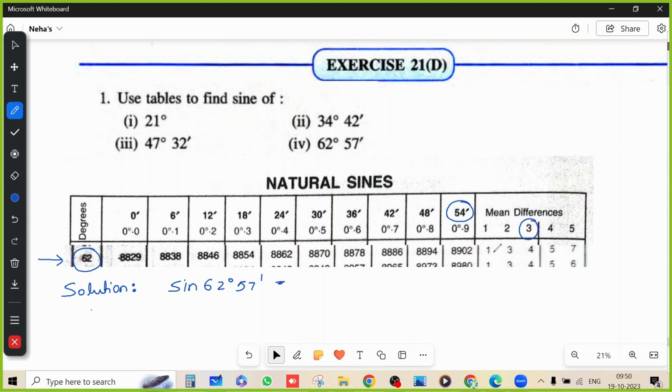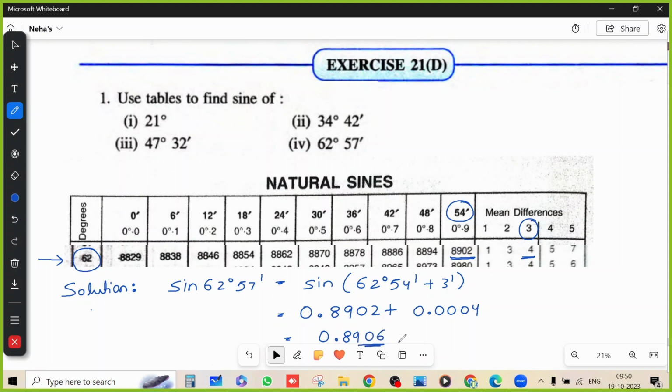So here we will use these two values now. It can be found using 62 degree 54 minute plus 3 minute. The value here is given again in number form, but we will use it in the decimal form. So this is 0.8902 plus 0.0004, and this will give us 0.8906 as the answer.